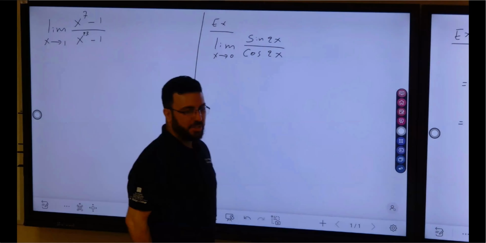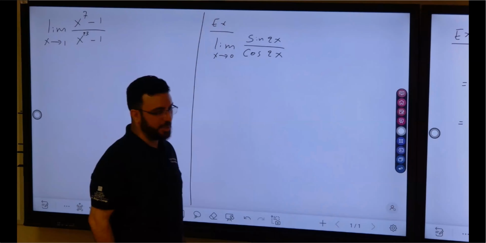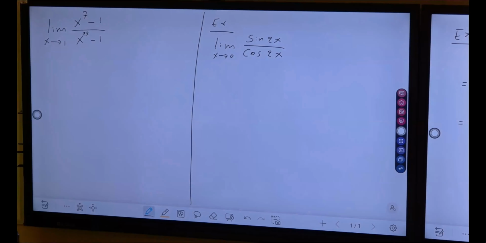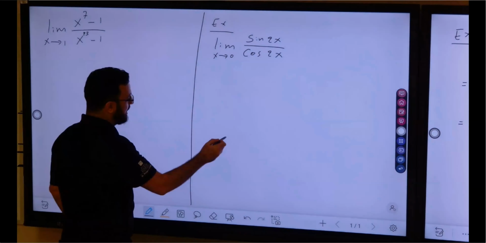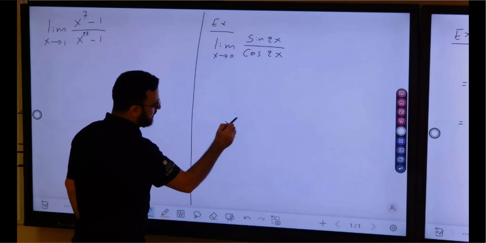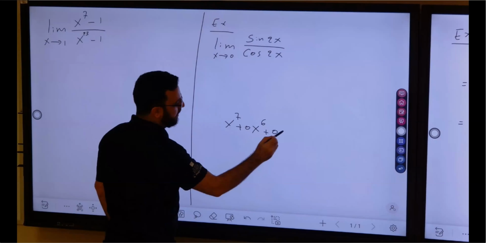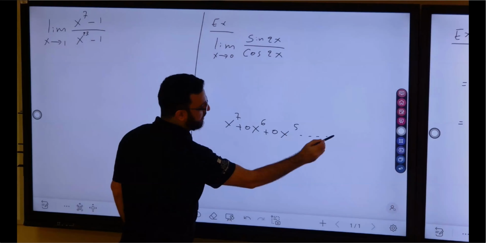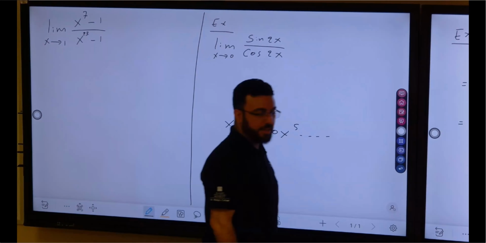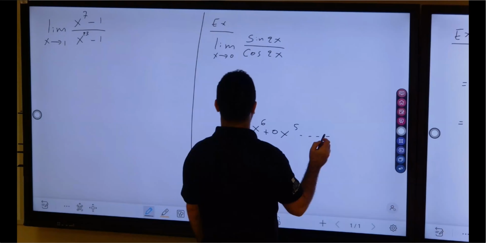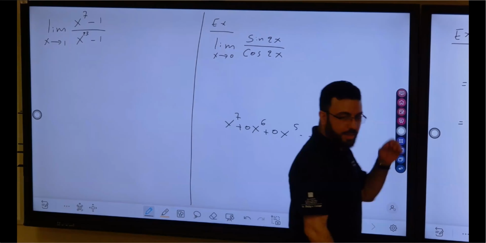It's x to the power 7. It's not x squared. It's x to the power 7, and we have x to the power 23. You have to write down, I'm gonna write down here, x to the power 7 plus 0 x to the power 6 plus 0 x to the power 5, keep going, until the last one is minus 1. How are we gonna factor this one?